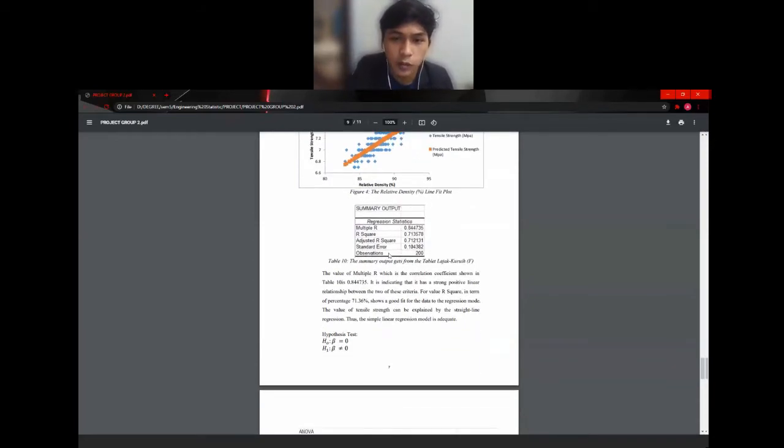From the summary output, we can get the value of the multiple R, which is 0.844735. This indicates a strong positive linear relationship between these two variables. For the value of R square, in terms of percentage, we get 71.36%, which shows a good fit of the data to the regression model.